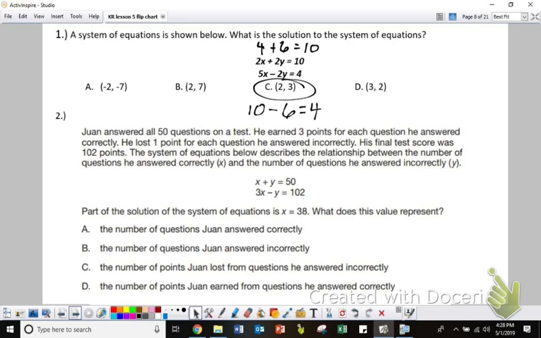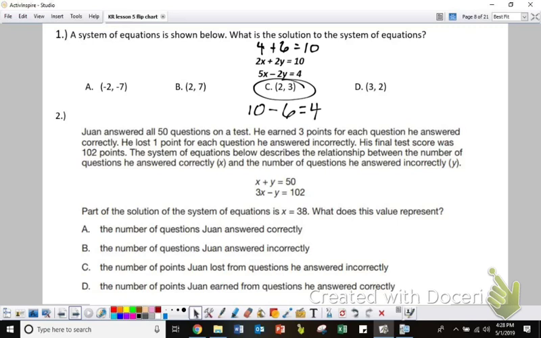Okay. Number 2: Juan answered all 50 questions on a test. He earned 3 points for each question he answered correctly. He lost a point for each question that he answered incorrectly. His final test score was 102 points. The system of equations below describes the relationship between the number of questions that he answered correctly, X, and the number of questions that he answered incorrectly, Y. Part of the solution of the system of equations is X equals 38. What does the value represent?